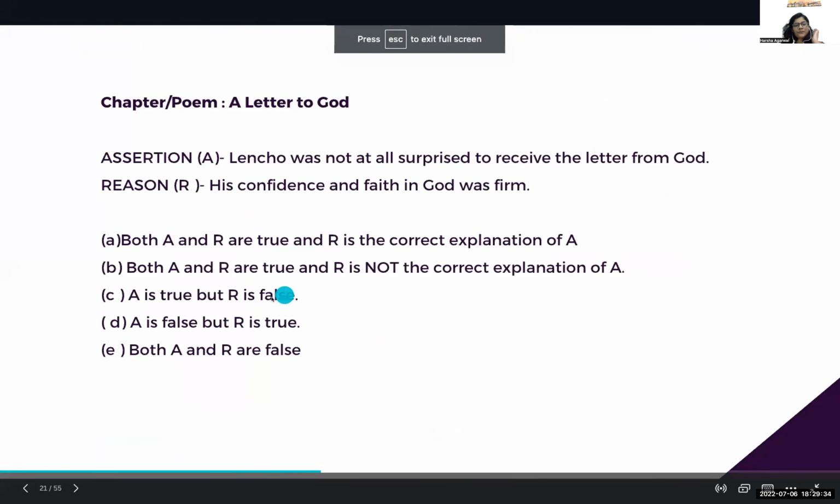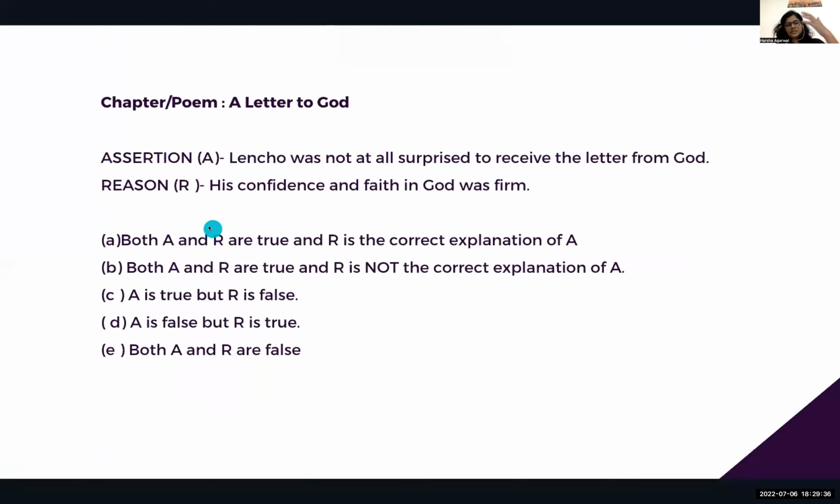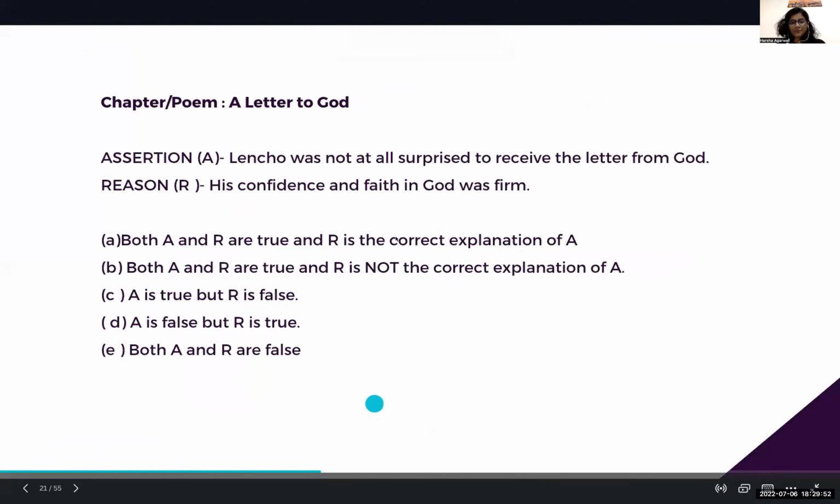Yeah. So you can see right now that this is the assertion and this is the reasoning, right? And then you have 5 options here. Both A and R are true, and R is the correct explanation. True, but not the correct explanation. A is true, R is false. A is false, but R is true. Both A and R are false is another option which is added. It's A. Exactly.